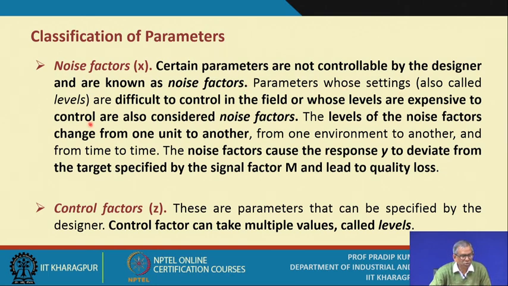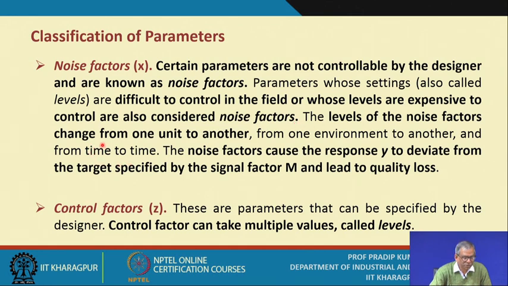Parameters whose settings, also called the levels, which is another term we use when we discuss the design of experiments, so we are already aware of what a level is. So, parameters whose settings or levels are difficult to control in the field, or whose levels are expensive to control, are also considered noise factors, like ambient temperature or the humidity in a given context. Suppose they are difficult to control, then I am considering them as noise factors.